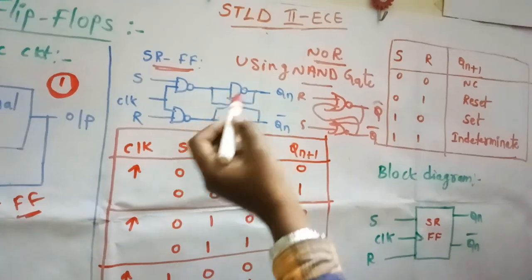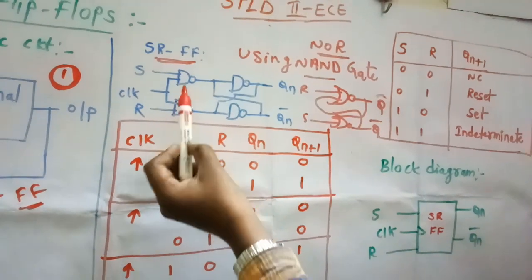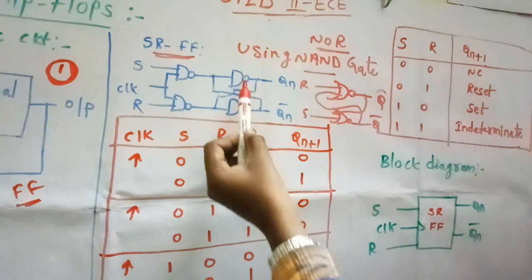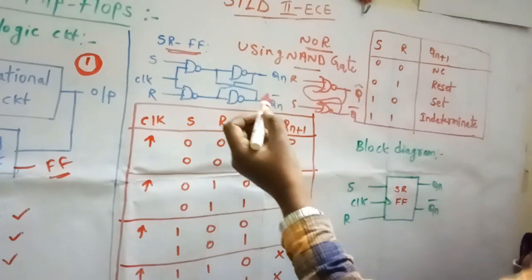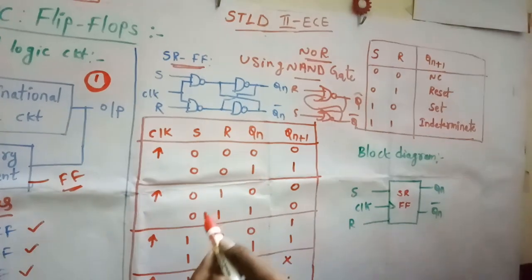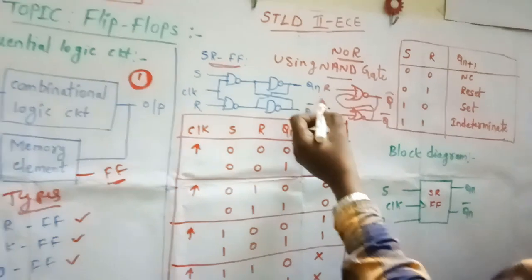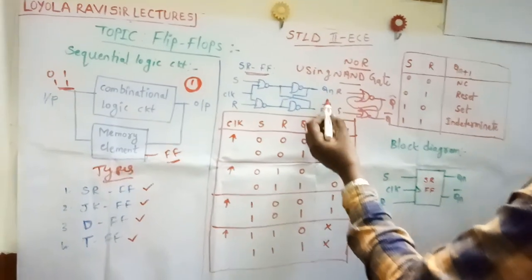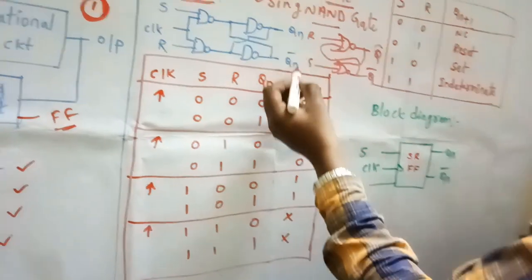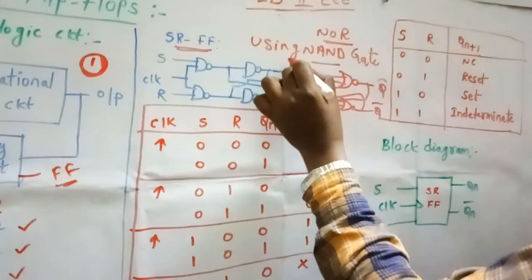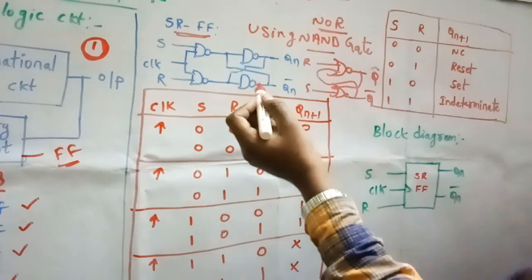Now we will discuss the SR flip-flop using NAND. This is the diagram. Here the first NAND gate, second, third and fourth. We are using 4 NAND gates here. Already we know a flip-flop is nothing but a storage element which has one or more inputs and two outputs, Qn and Qn bar. These two are complements of each other. If Qn is 0, then Qn bar is 1, like that. So this is the flip-flop.